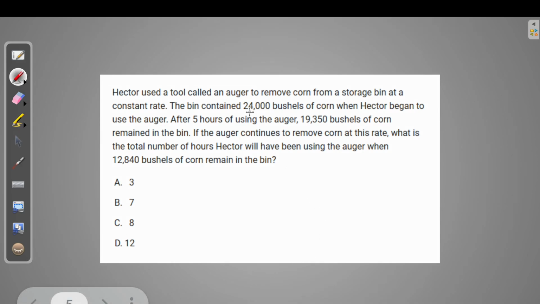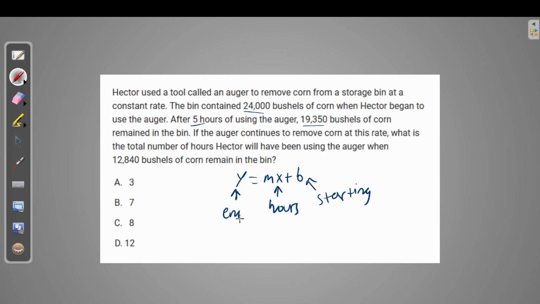So in this question, Hector started at 24,000, he used it for 5 hours, and ended at 19,350. So in this problem, we're going to be using y equals mx plus b, the standard slope formula, where b in this scenario is the starting amount. x in this scenario is the hours. y in this scenario would be the ending amount. And we're trying to find m here, at least for this part.